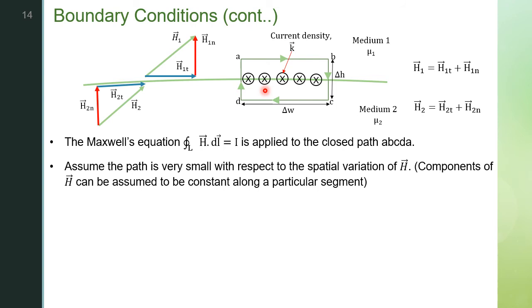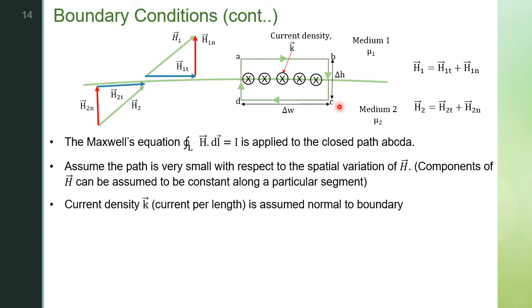Now we are considering the path to be very small, that is, the dimensions delta W and delta H are very small, and the components of magnetic field intensity will be constant along this entire path. Now this current density K is the current per unit length. That is, it is measured in ampere per meter and it is perpendicular to the boundary.